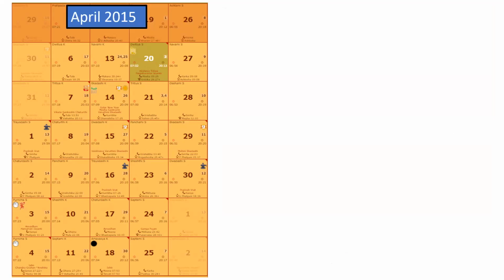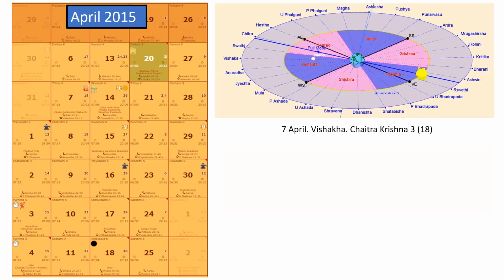All right, let's move on. So then 7th of April, Nakshatra is Vishakha. And it's the day of Chaitra Krishna Tritiya or Chaitra Vadya Tritiya.